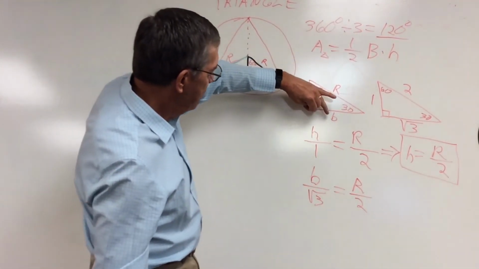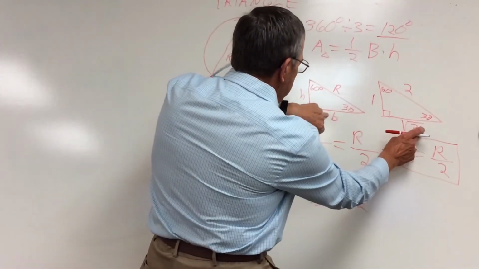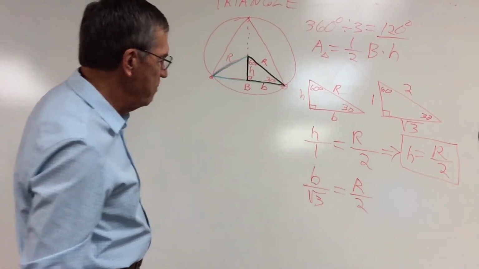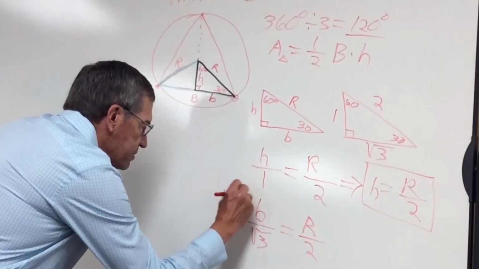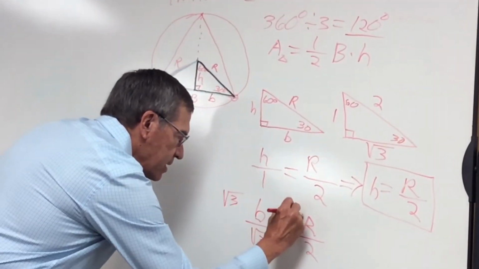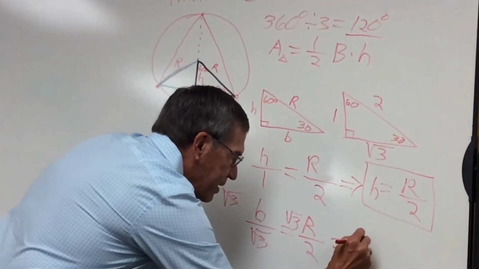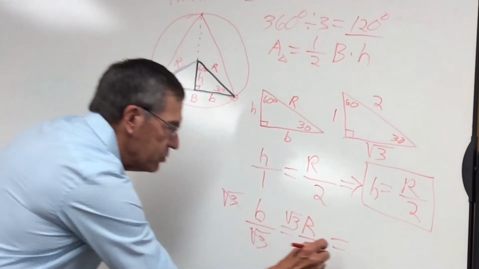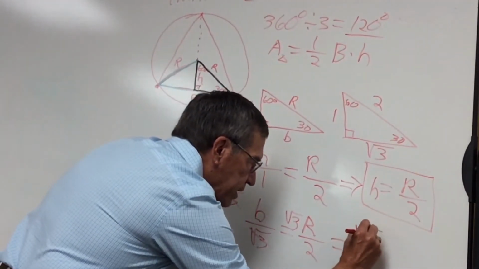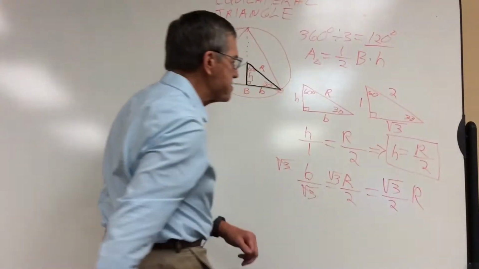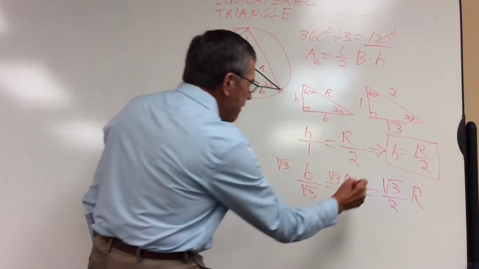Do that again. Base is the square root of 3 as r is to 2. Okay? Now let's solve for b. We'll multiply both sides by square root of 3. That'll cancel that out. And so now what we have is that b is equal to square root of 3 over 2 times r.